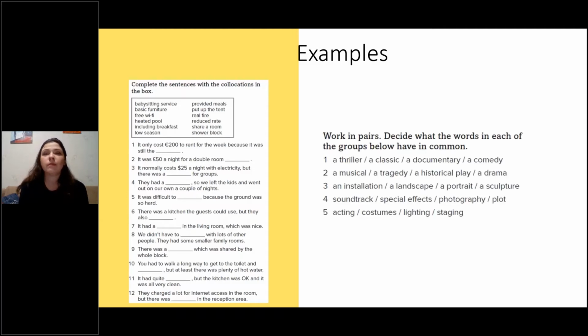Another way, with the words that are almost known for our students, but they can have some difficulties. Maybe you just want to focus on something. You use some engaging exercises, like find what they have in common. For example, a thriller, classic, a documentary, and a comedy. Actually, what they have in common.